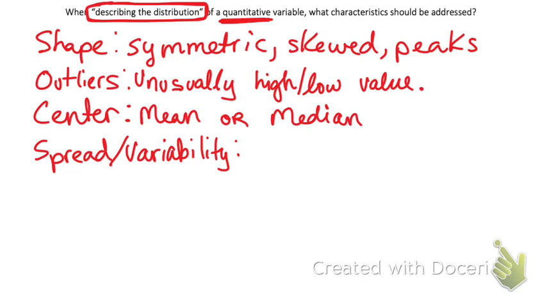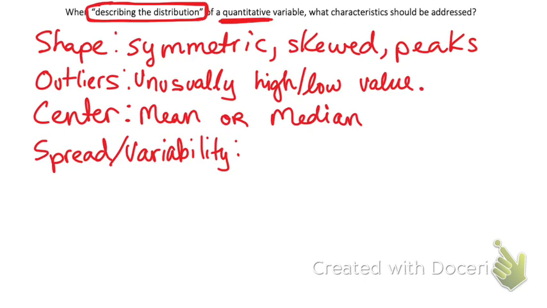Because 1, 2, 3, 4, 5 has a range of 4. But so does 101, 102, 103, 104, and 105. That also has a range of 4. But aren't those very different sets of numbers? Yes. One is way down at 1, 2, 3, 4, 5. One is up at the hundreds, 101, 102, 103, 104, 105.